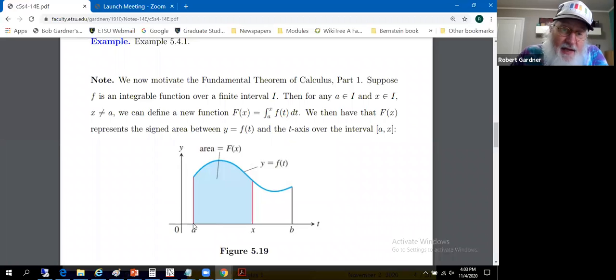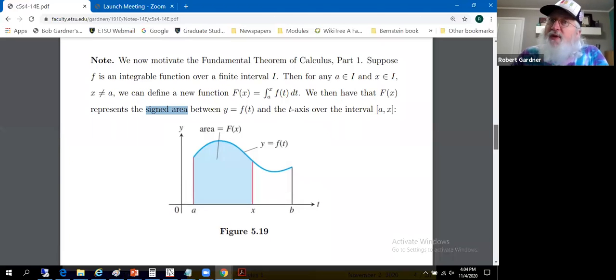And then as x increases, you pick up more area under the curve. However much area you have under the curve over to this point, that's what capital F tells you. So capital F is defined in such a way that it produces this cumulative area under the curve. Well, signed area in general, but in our picture, something like that. What we want to do is get some idea of the rate of change of capital F.